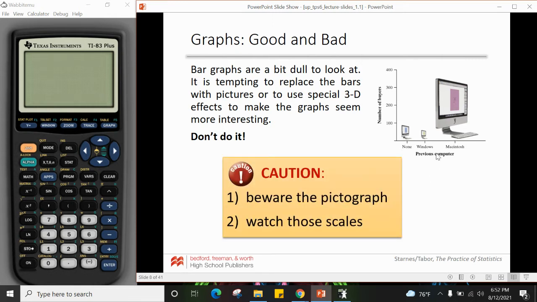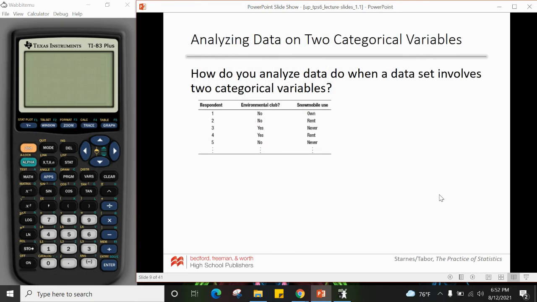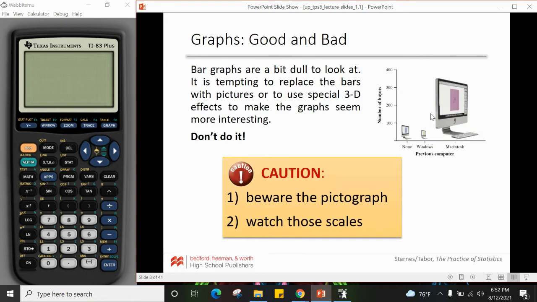So the two cautions here, this is another thing you might want to put in that other color, like I was saying, is beware of pictographs and watch those scales. And I think we'll see some examples here. What I would just say is the reason why this picture looks so much bigger than these two, it can kind of taint your idea of what's going on in this picture instead of just letting the scale on the side do the work. 100, this is less than 100, and this is maybe between 300 and 400. Just let the scale do the work.